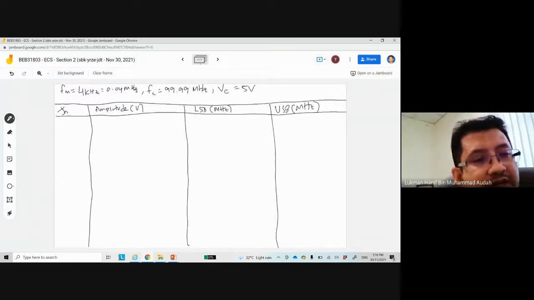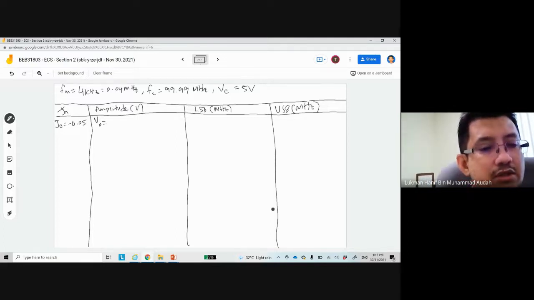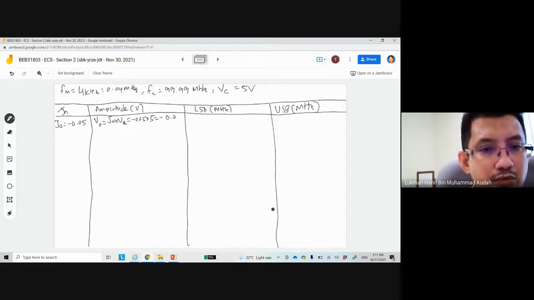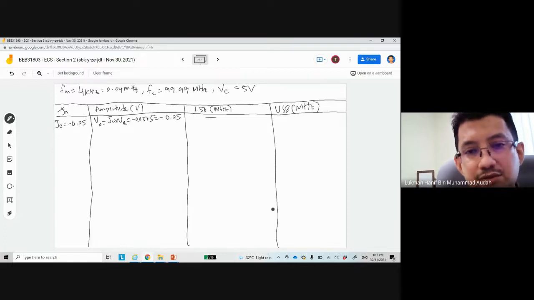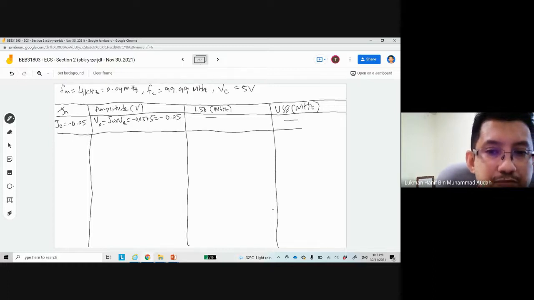So the Bessel table says that J0 is equal to minus 0.05. That means V0 is equal to J0 times VC. So this is 0.05 multiplied with 5, and you get minus 0.25. This is the center, so there's no upper and lower, because this is the center frequency component.